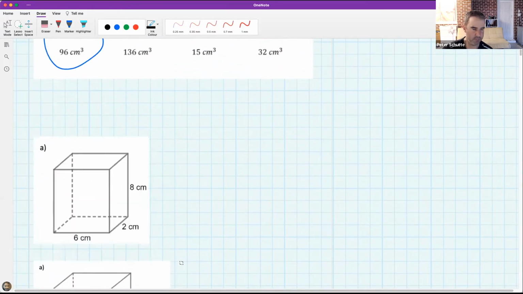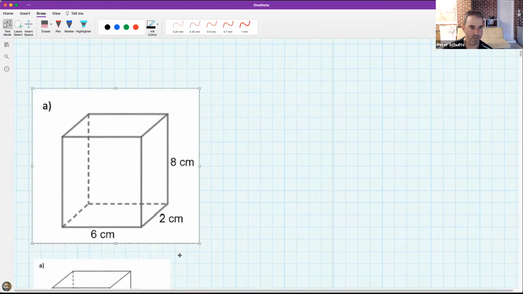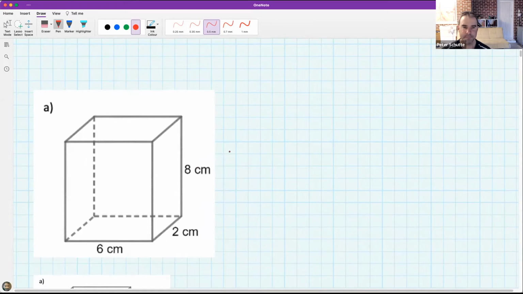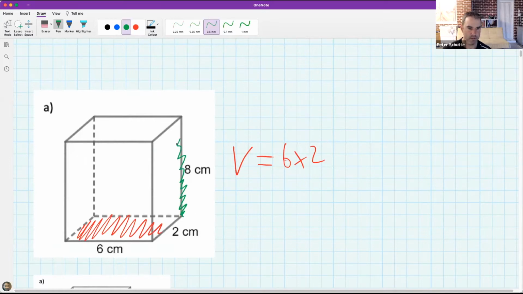Let's do one more of these. Find me the volume of that shape. What's the volume going to be of that? These are just like the warm-up ones. Okay, so the 6 times 2 gives me the area of this bit, and then this bit times by 8. And so you should get 96 centimeters cubed.